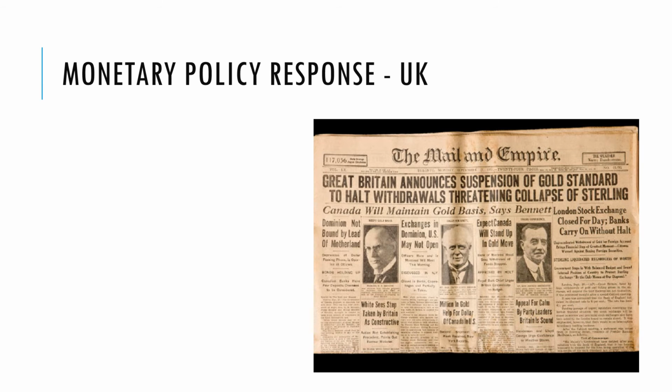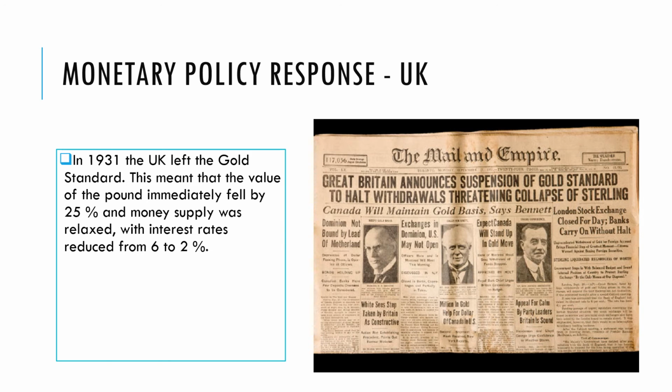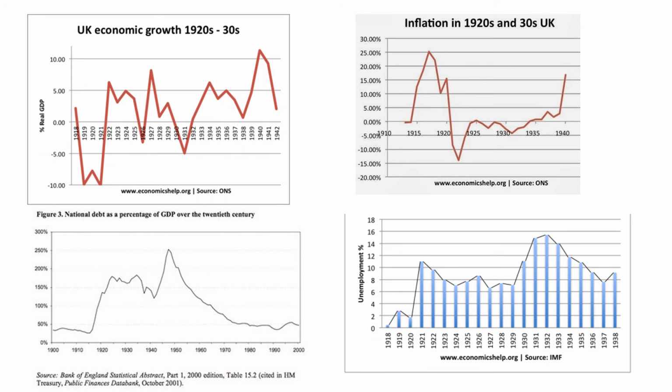In terms of monetary policy response, again, the UK quite similar to the US. They ditched the gold standard, which reduced the value of the pound. They were able to increase the money supply and cut interest rates, and this had quite a significant effect on helping the economy to recover. Again, we can see that taking place here, an improvement in economic growth rates from 1933 onwards. Again, an improvement in the inflation rate over this period. We can see that unemployment starts to drop and government debt starts to come down as a percentage of GDP, but obviously the Second World War then pushes it back up again as the government spends more money on the war effort.